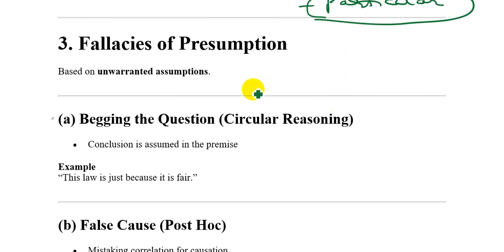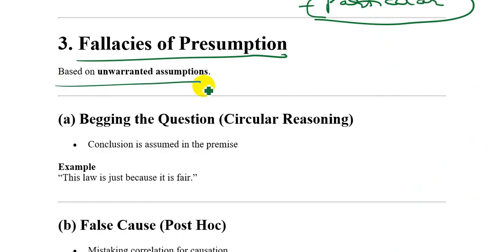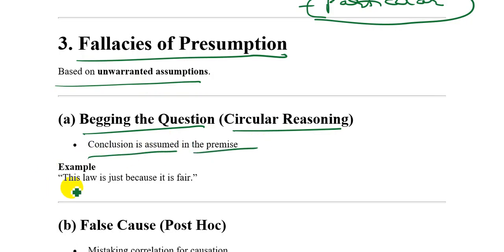Next, we are going for fallacies of presumption. It is basically unwarranted assumptions. You are presuming something which may not be true. For example, begging the question. It's circular reasoning. The conclusion is assumed in the premises itself. For example, this law is just because it is fair. Why is it fair? Because it is just. Why is it just? Because it is fair, and it goes round and round.